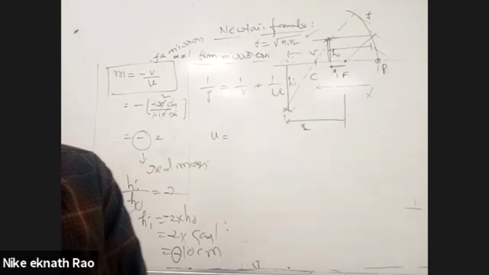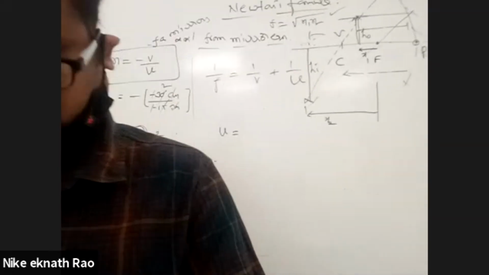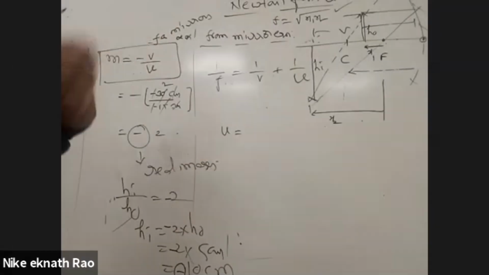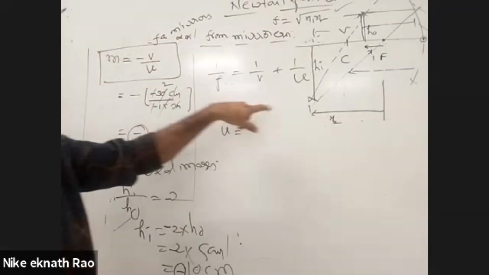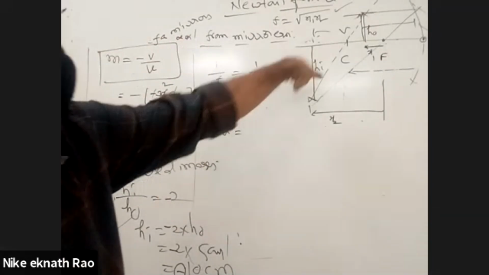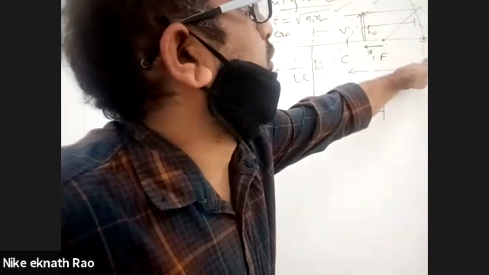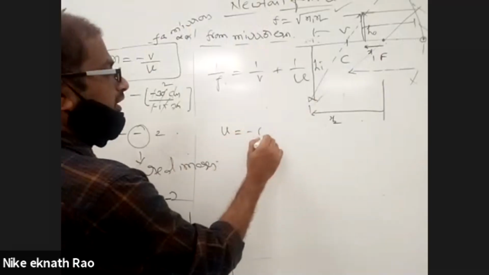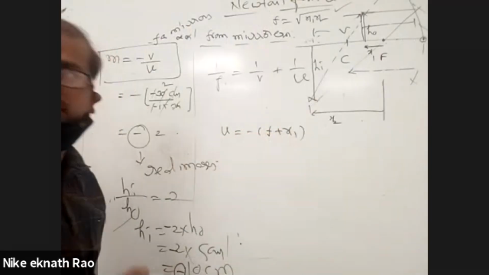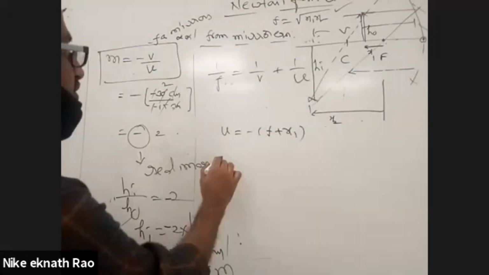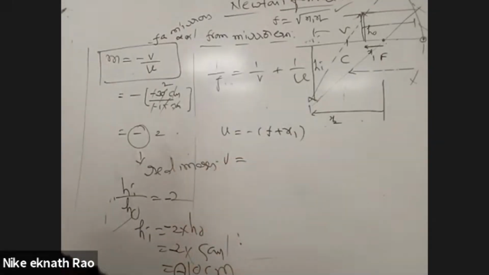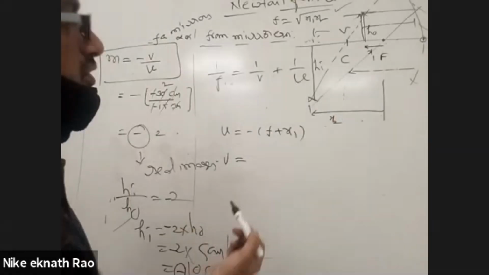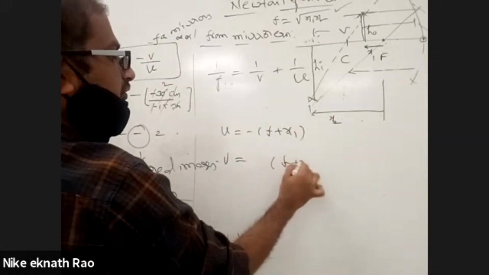Hello? Yes, sir. Fine, I am near, on mobile only, right? Now see, what will be the object distance now? Object distance from the pole, pole to focus is f plus x1, negative, minus of f plus x1. What will the image distance be now? Where is the image formed? From the focus at x2 distance. Image distance is f plus x2.